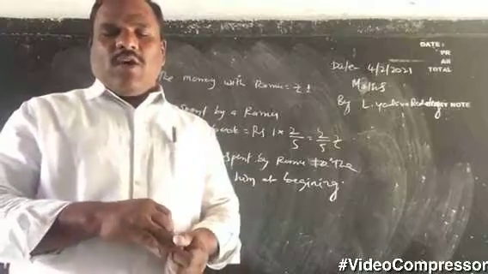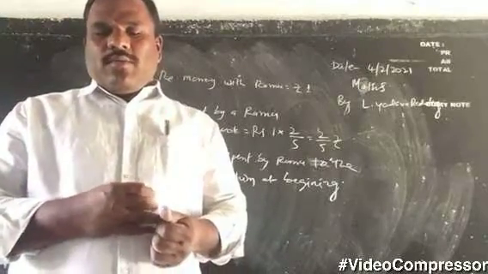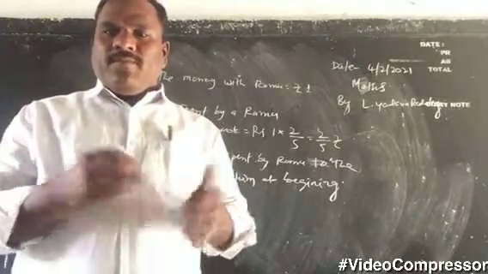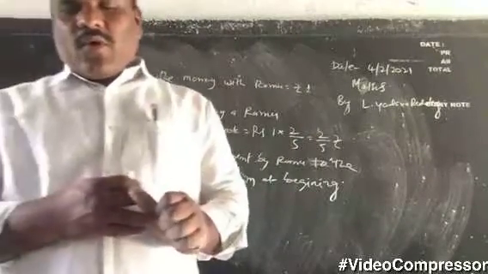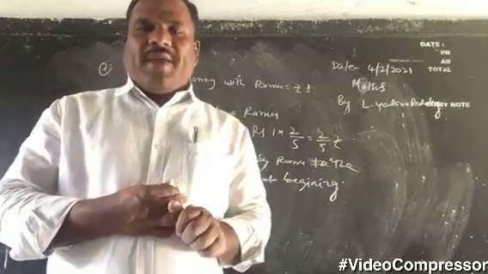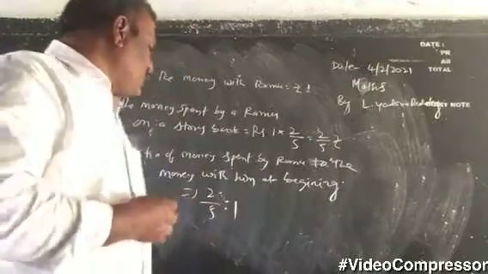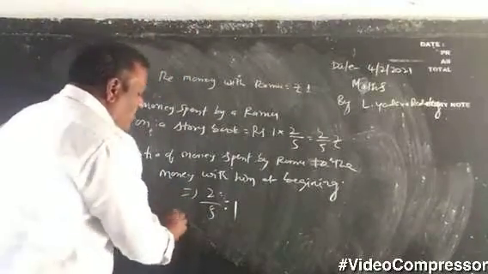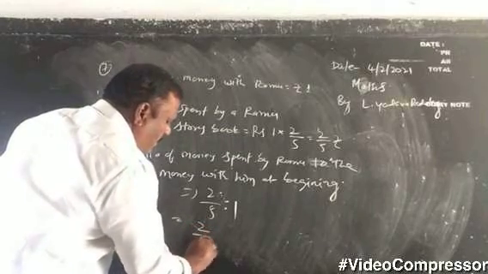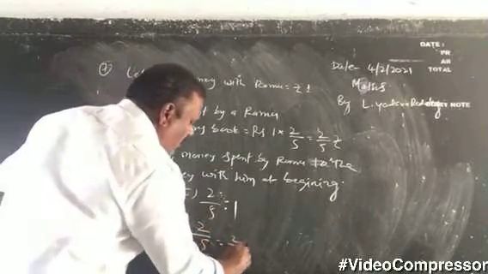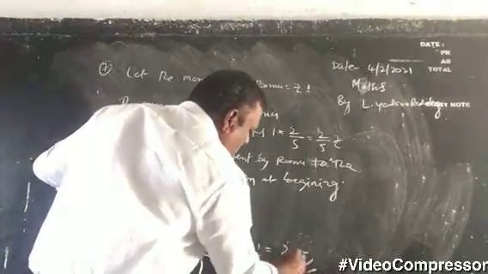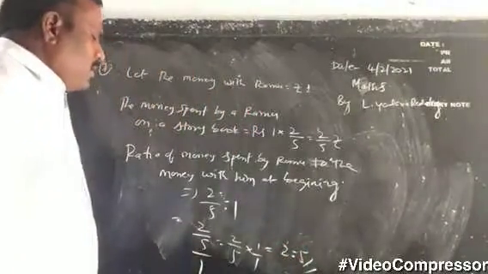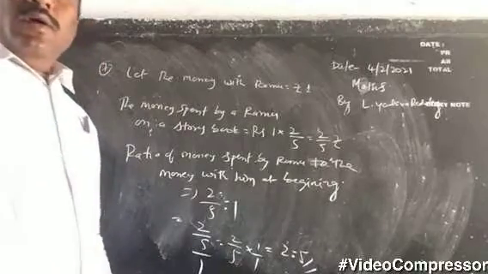That is 2 by 5 into 5 is to 1 equal to 2 is to 5. 2 is to 5, children. That is nothing but, then how much do you get? 2 by 5 by 1, children. So 2 by 5 into 1 by 1. That implies 2 is to 5. Okay children? 2 is to 5, children.